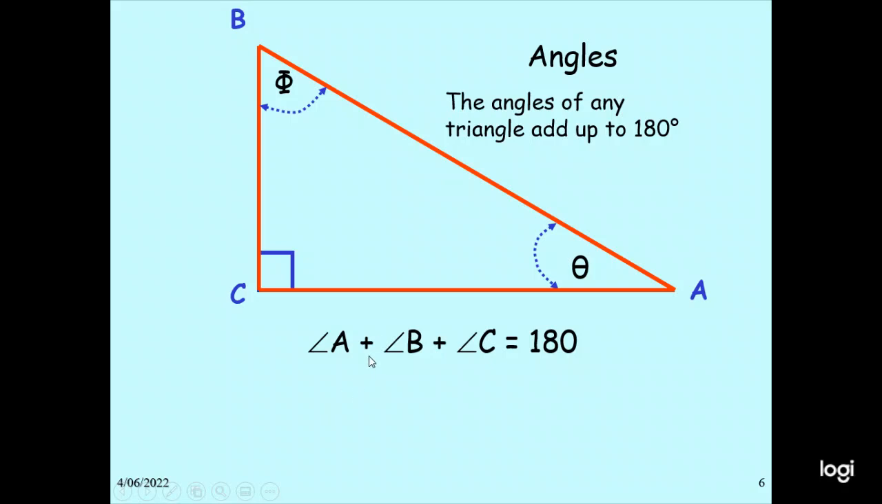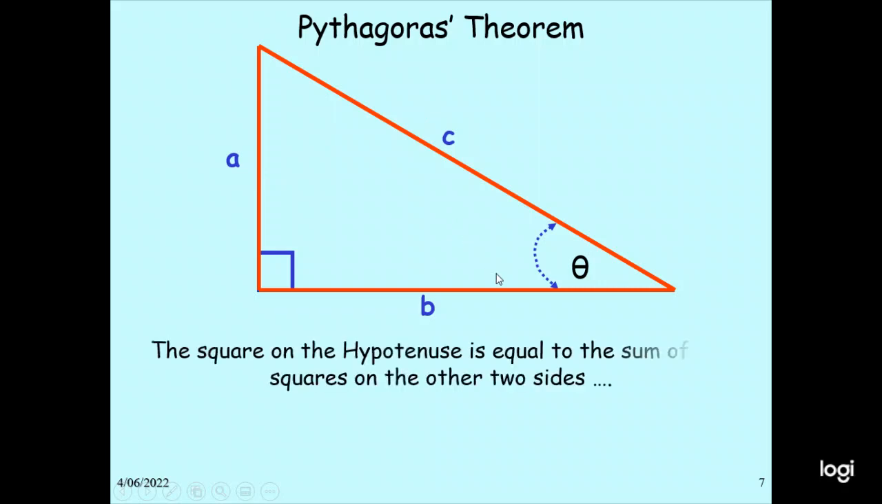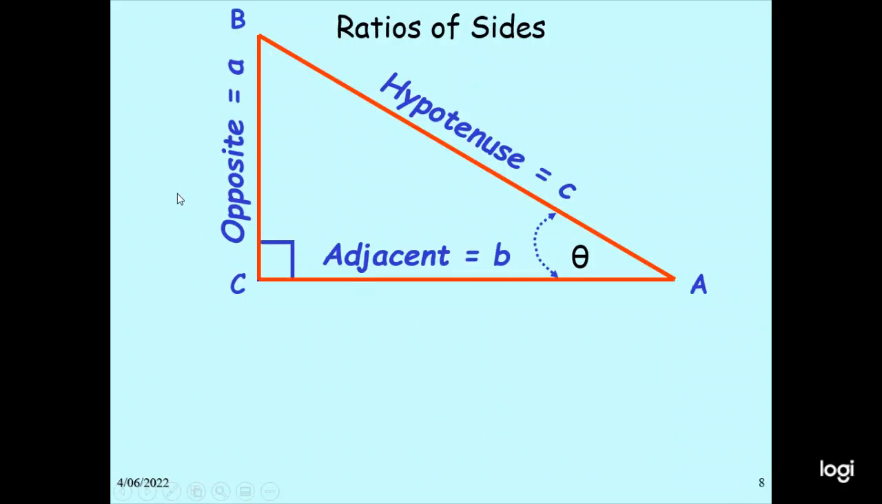So the angle A plus angle B plus angle C, the combination is 180, and phi plus theta is 90 degrees. So Pythagoras theorem. So this is angle theta, A, B, C here. The square of the hypotenuse is equal to the sum of the squares on the other two sides. So C square equals A square plus B square. So here hypotenuse is C, adjacent side is B, opposite side is A.